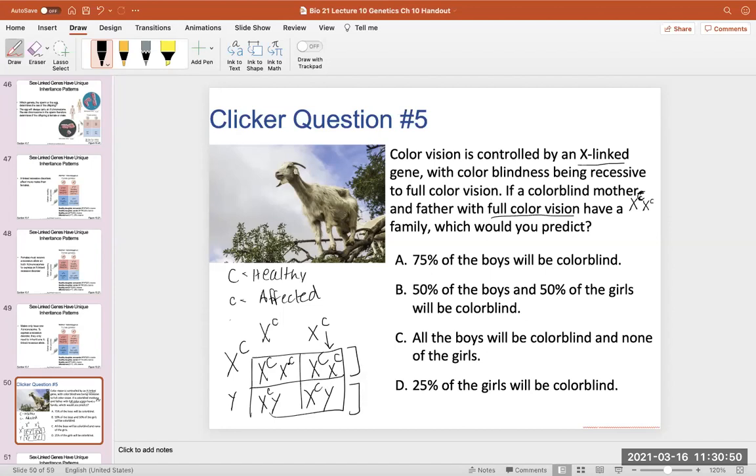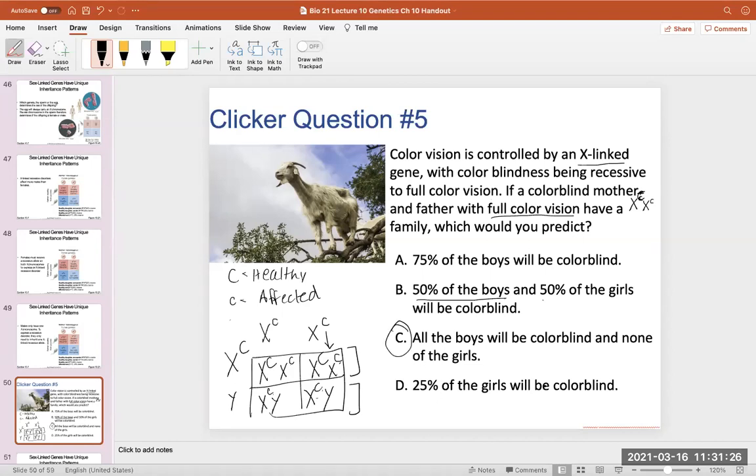When you look at the daughters, they have only one little c. That means they're carriers, they're not sick. And when you look at the sons, they both have little c's. So all the boys are colorblind because they have the affected X. The first answer says 75% of the boys will be colorblind. No, that's not true. It doesn't even show 75%. 50% of the boys and 50% of the girls will be colorblind? This part is true: boys are colorblind, but the girls are not. They are carriers. All the boys will be colorblind and none of the girls. That's true. This is the answer.